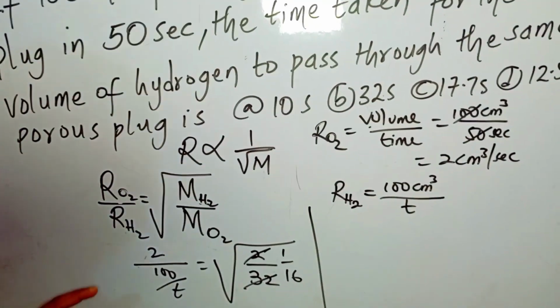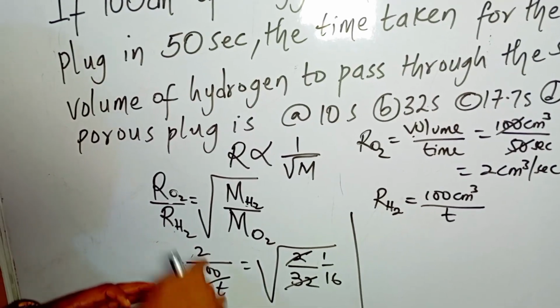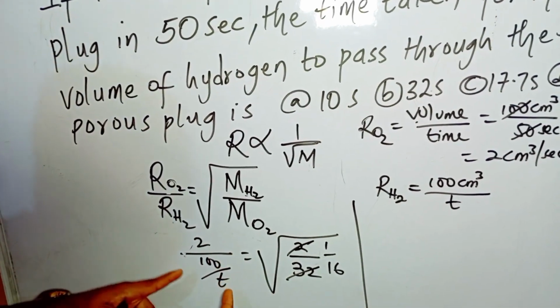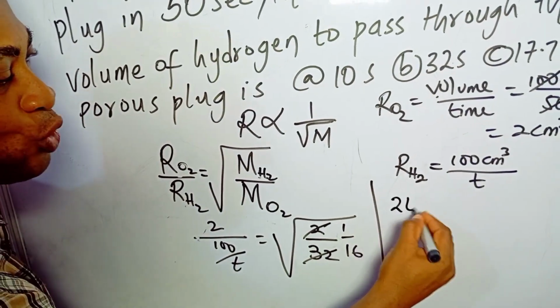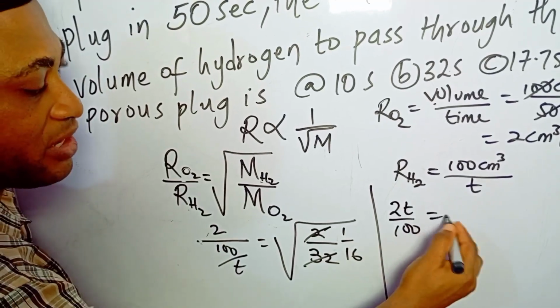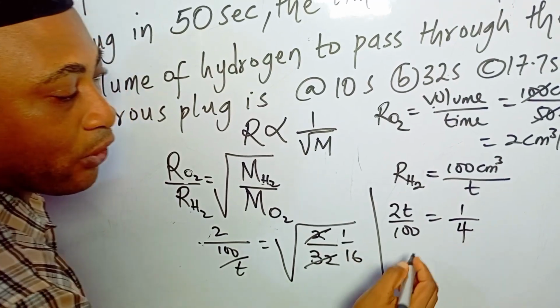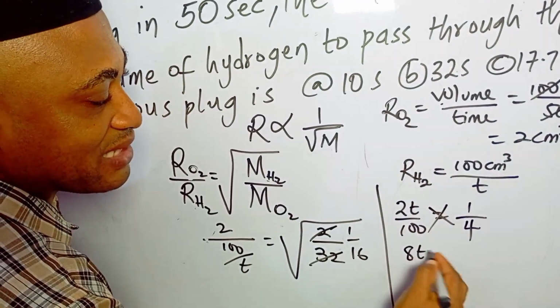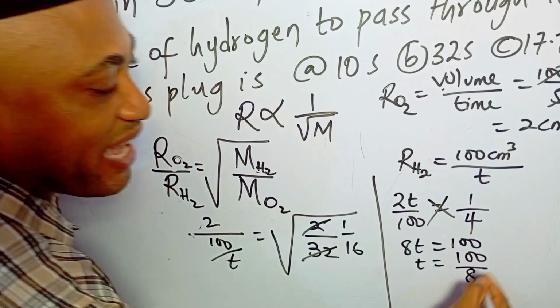Are we together? Okay. So at this point, I have 2 division signs: 2 divided by 100 divided by T. This is the same thing as the lowest denominator coming to the numerator. It's the same thing as 2T over 100 equals the square root of 1, which is 1, over the square root of 16, which is 4. So when I cross multiply, 8T equals 100. So my T is just 100 over 8.